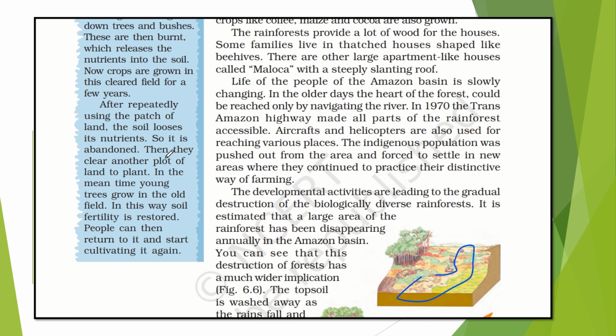So the life of the people of the Amazon basin is slowly changing. In older days, the heart of the forest could be reached only by navigating the river. In the 1970s, the Trans-Amazon Highway, you have to remember this one, the Trans-Amazon Highway, made all parts of the rainforest accessible. Aircraft and helicopters are also used for reaching various places. So the indigenous people were pushed out from this area and forced to settle down in a new area where they continue to practice their distinctive way of farming.